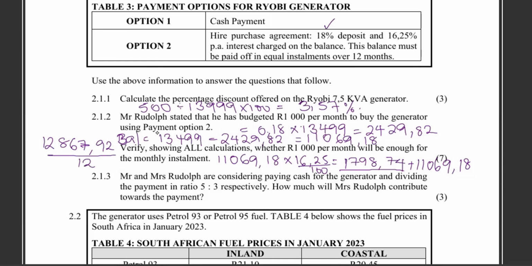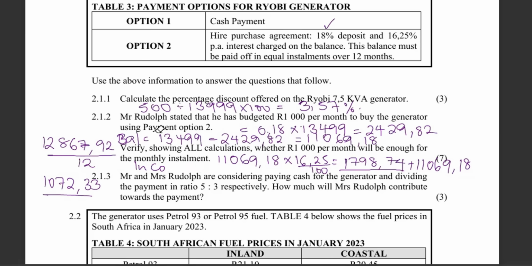Now it's this one that you're going to divide by 12 to find out whether it will be enough. So you need 1,072 rands and 33 cents. So the claim is incorrect. 1,000 won't be enough. All right, 1,000 won't be enough. So let's conclude and we say not enough.